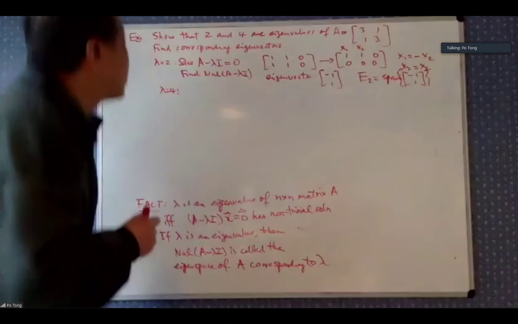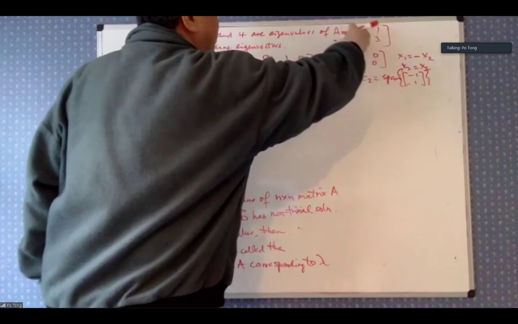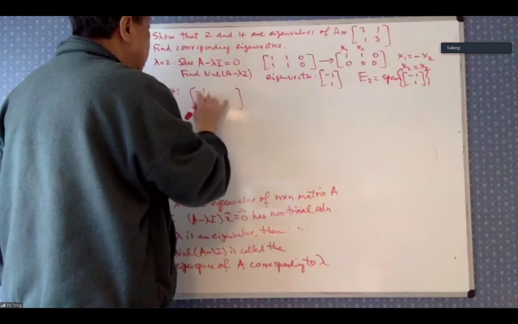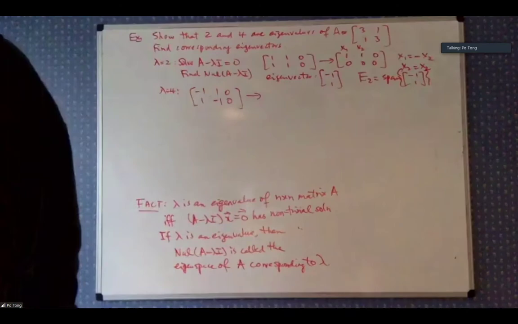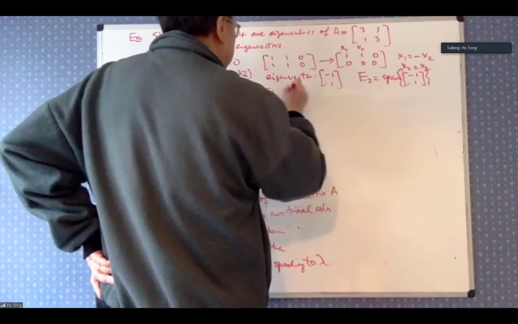Okay, so how about lambda equal to 4? Lambda equal to 4, what does the matrix look like now? I'm trying to solve for it. So 3, 1, 1, 3, you subtract 4. Can you see that? Yes or no? Take this matrix, subtract 4. Basically, A minus lambda I. So this guy becomes 1, minus 1, 0, 0.